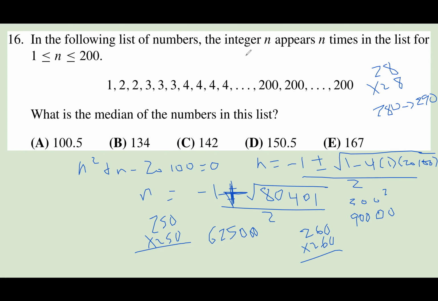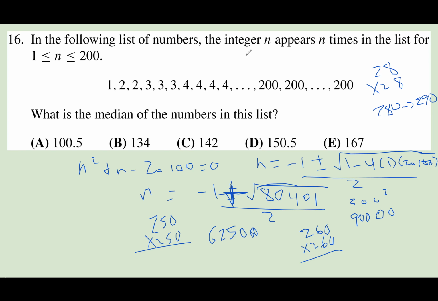So 280, let's try 285 and see. 285 times 285 is 81225, too big. 284 times 284 is 80656. That's too big still. 283 times 283 is 80089.